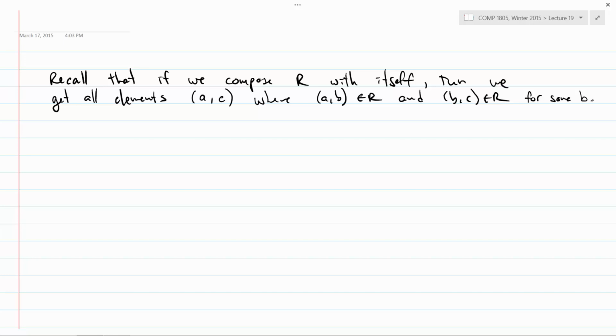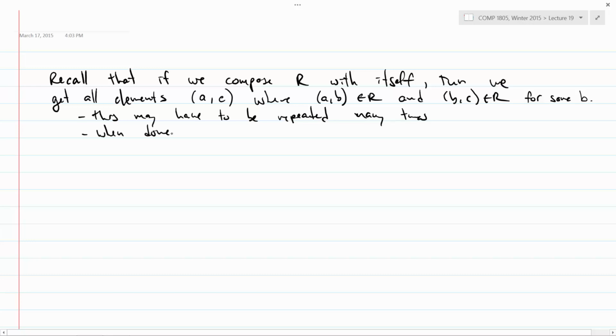The transitive closure will be the union of all of those compositions. That's what the transitive closure is. So this may have to be repeated many times, and when we're done, take the union of all of those compositions. And this gives us the transitive closure.